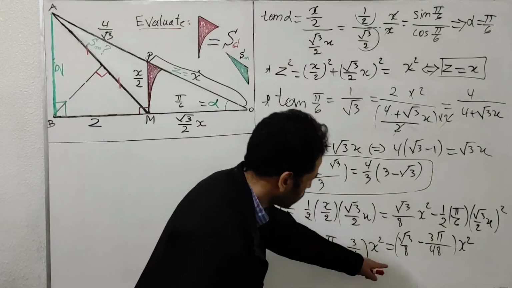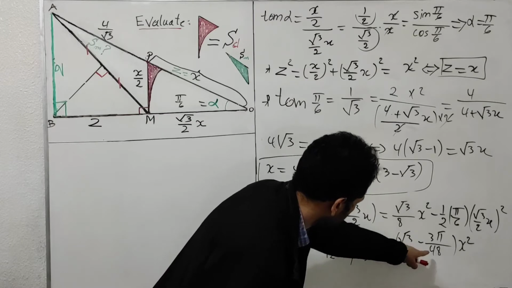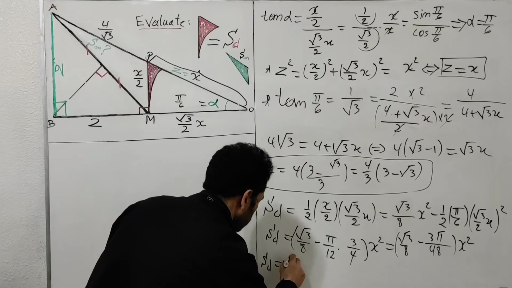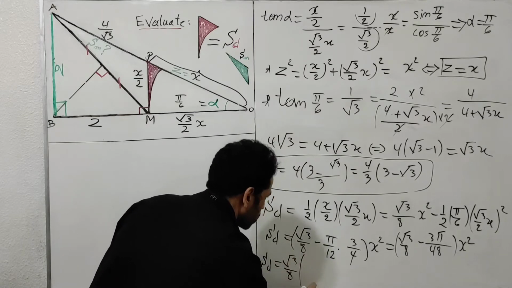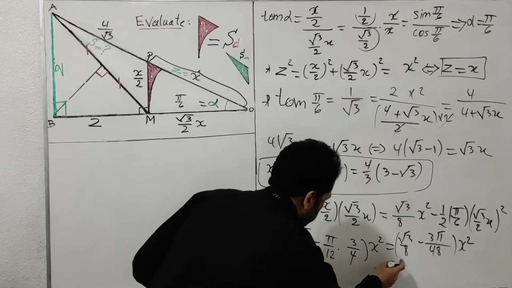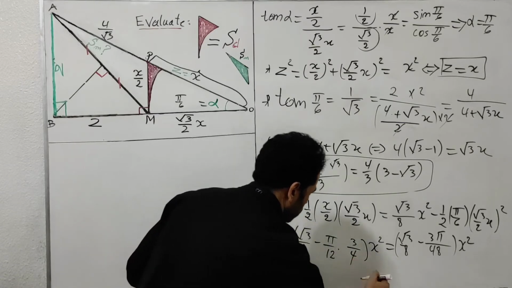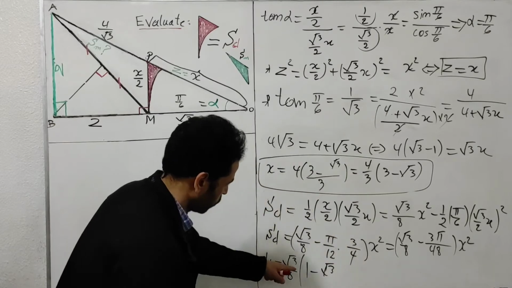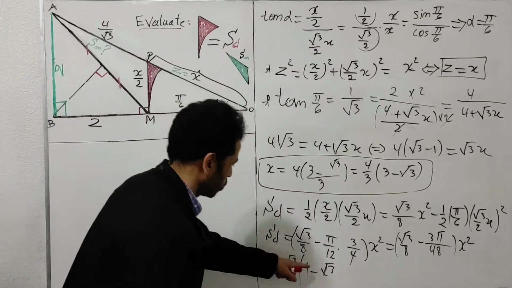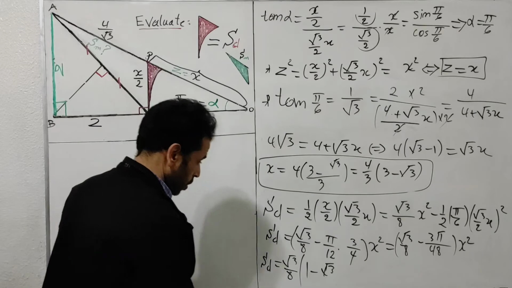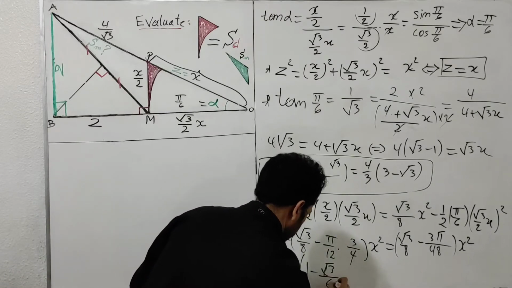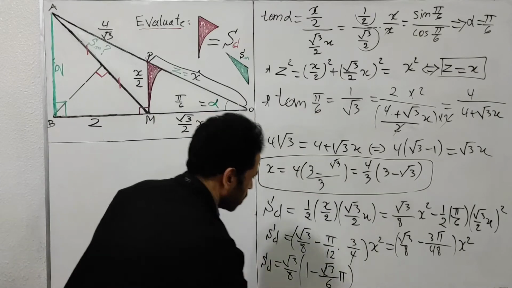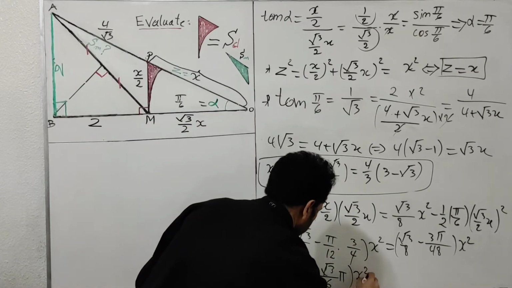So what I'm going to do now, I'm going to take square root of 3 over 8 as a common factor. I will get square root of 3 over 8 multiplied by 1 as a first term. The second term is minus square root of 3, because square root of 3 multiplied by square root of 3 gives us 3, divided by 6 pi. Okay, 6 multiplied by 8 is 48. The whole thing is multiplied by x squared.